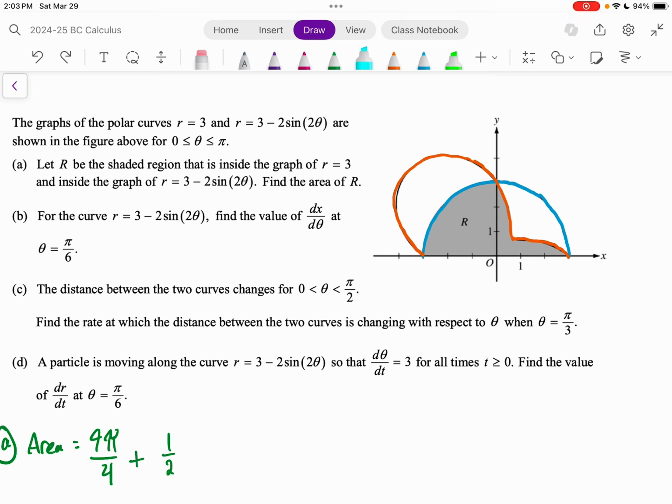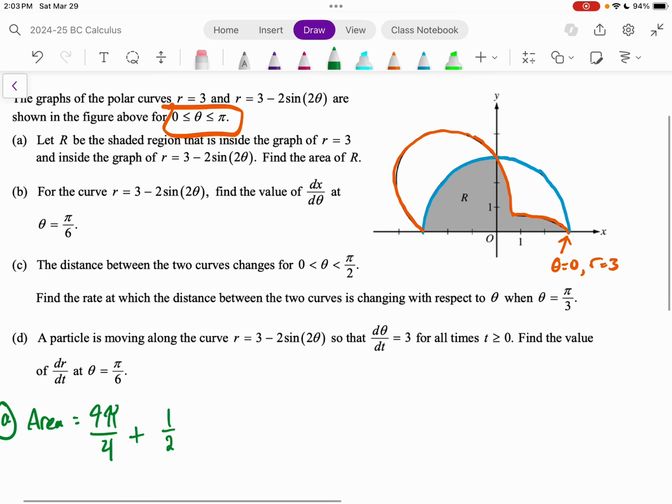Pi r squared. So the second part is kind of scary, though, because we got to think about bounds over there. We got to think about a lot of stuff. Fortunately for us, they gave us this 0 to pi business. So we know what traces this out. If you were to plug in 0, you would get 3. So here we know that theta equals 0, r equals 3, which is somewhat comforting to us. So we can simply just take the integral, 1/2, my bounds are going to be from 0 to pi over 2, of this thing squared.